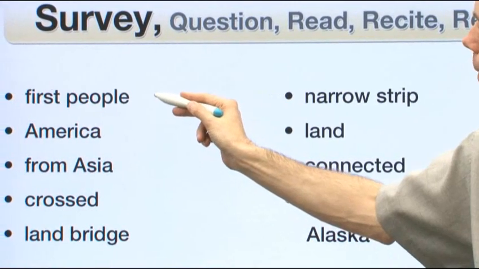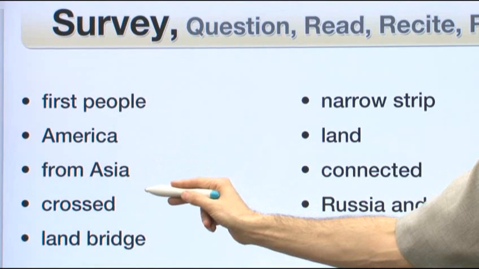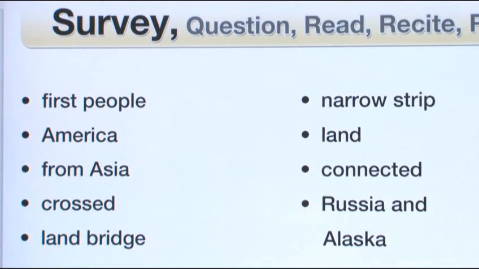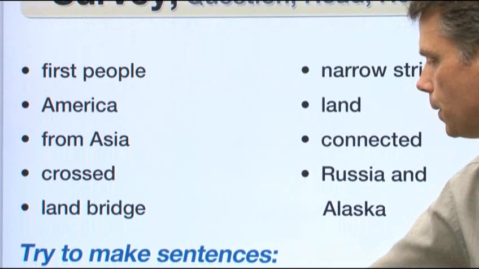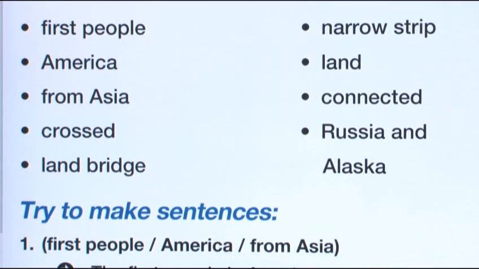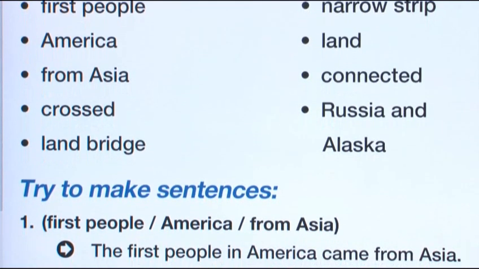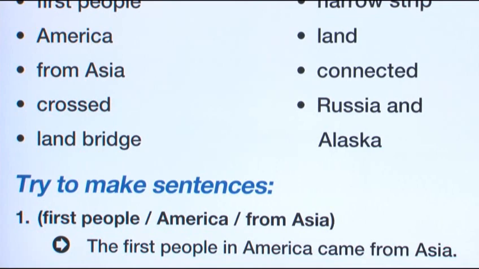And there, first people, America, from Asia, crossed land bridge, narrow strip, land connected Russia and Alaska. Wow. Just like that. Now, those are the words that I found in the first paragraph, okay? Now, look down below. Look, there's first people, America, from Asia. Now, I can make a sentence from that, and that tells me what the paragraph is about. The first people in America came from Asia. Or the first people who came to America, they were from Asia or something. You can do that type of thing, all right?